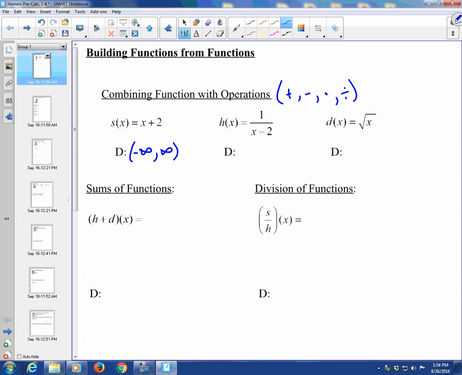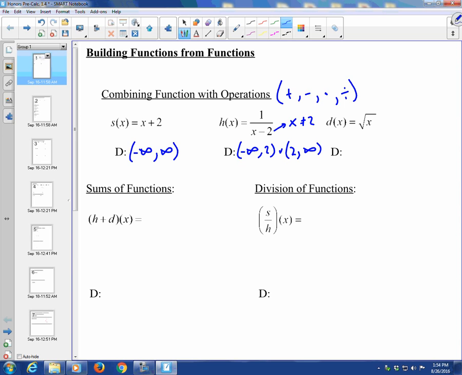Right? With our h of x, we've got 1 over x minus 2. We know that we can't have any x value that will give us 0 in the denominator. And so for our x minus 2, an x value of 2 would give us 0 in the denominator. So we would take out the x value of 2 from our potential inputs and get a domain of negative infinity to 2 union with 2 to positive infinity.